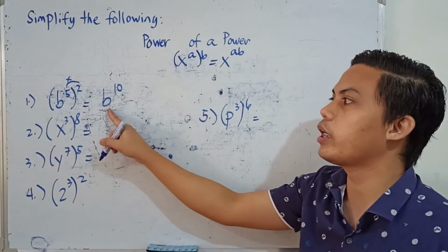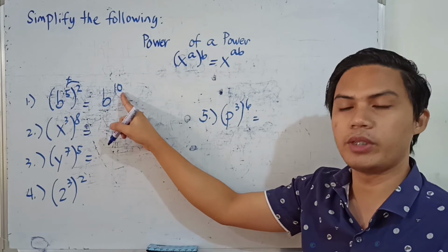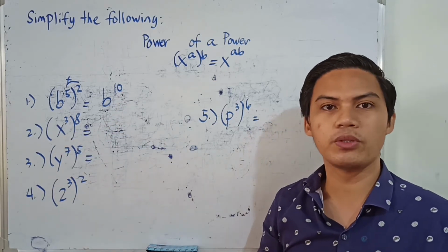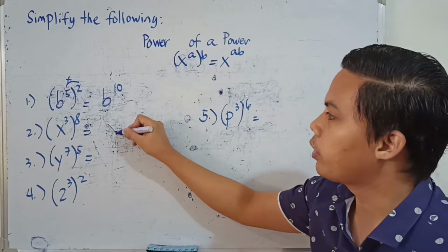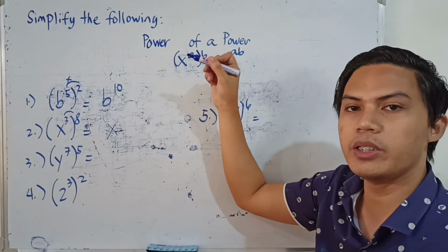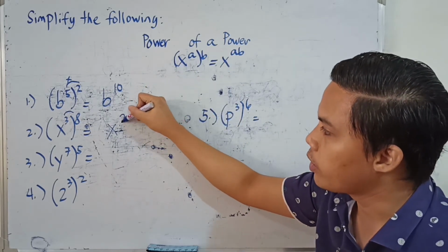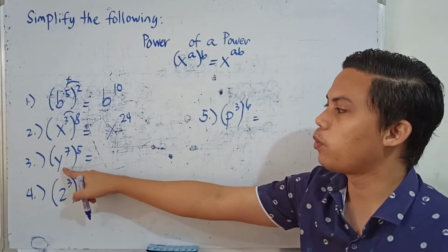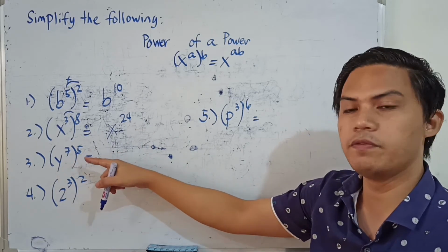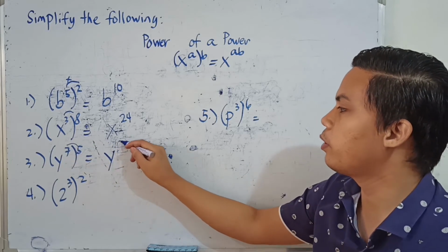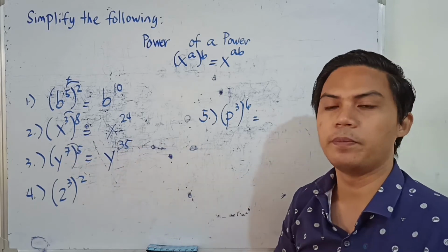So final answer natin would be b raised to 10. Next, we have the quantity x cubed, quantity raised to 8. Again, copy natin yung base na x, then multiply natin yung dalawang exponents. 3 times 8 is equal to 24. Next, y raised to 7 raised to 5. We have y, 7 times 5 is equal to 35.